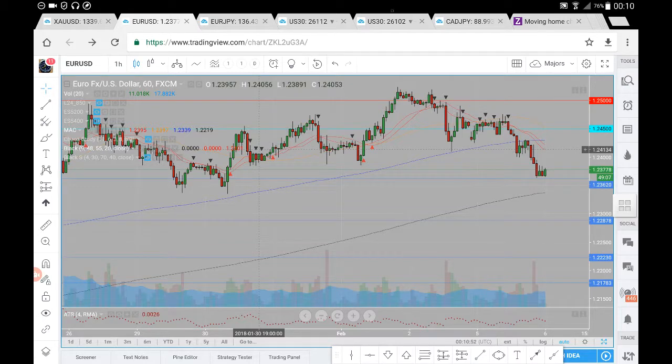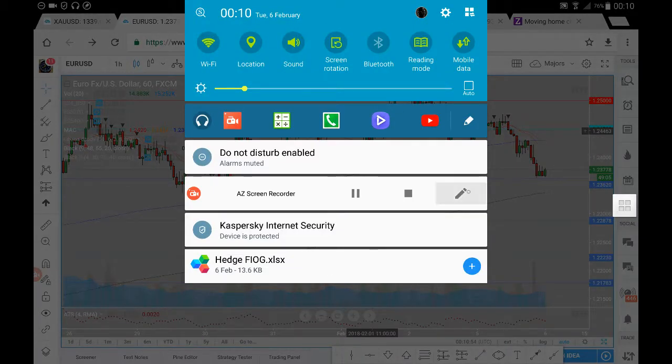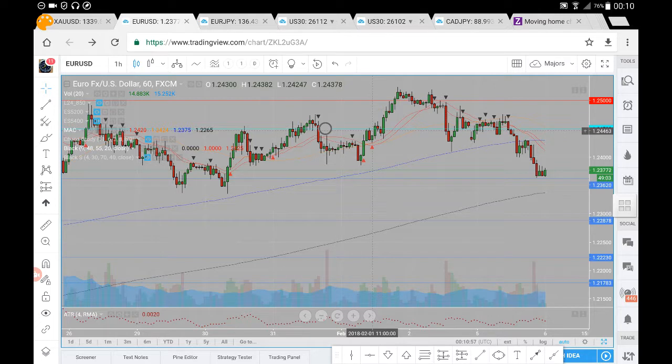So this is the euro dollar analysis for Tuesday, the 6th of February. Now, let's just have a look what happened to prices and where prices may likely go going forward.